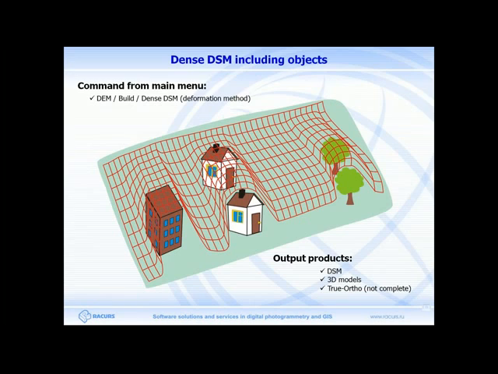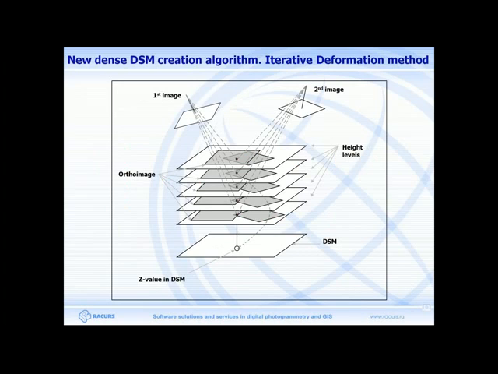In PHOTOMOD, the first algorithm of creating a dense surface model was born a few years ago. This algorithm is based on modified local correlation methods and uses CUDA for productivity. In the 6th version, we introduced a new algorithm for creating DSM. We called it the Iterative Deformation method. Using the results of both algorithms, users can get a digital terrain model and 3D models with textures. In the near future, it will be developed to true orthophotos with a true orthogonal projection.